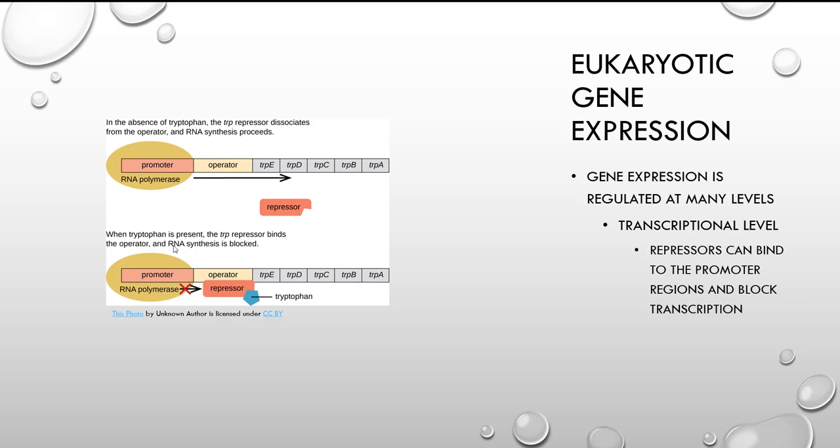Okay. When the tryptophan is not present, then the repressor is not bound to the operator, so then the RNA polymerase can proceed with transcription. All right. So that's the same as with prokaryotic transcription. Okay, so it's the gene expression at the transcriptional level. Okay, just a different example. This one's tryptophan instead.